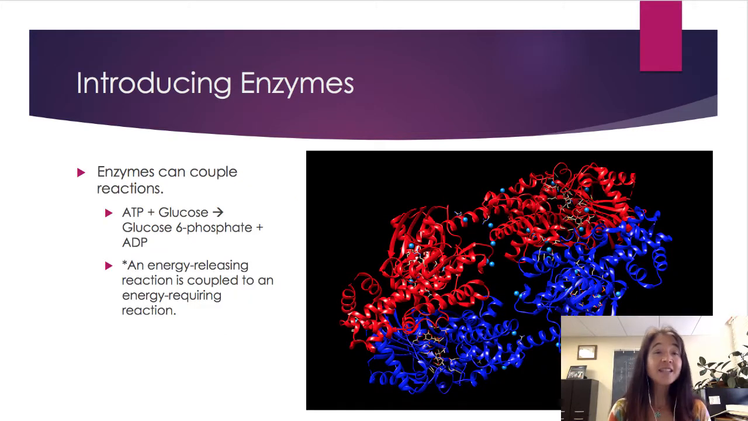Enzymes also can couple reactions. This is wicked cool. That is to say, a high energy yielding reaction like the hydrolysis of ATP can be coupled to an energy consuming process like the generation of glucose 6-phosphate. So here you can see that coupling. ATP is hydrolyzed, powering the phosphorylation of glucose, an energy generating reaction coupled to an energy consuming reaction. And that's a pretty cool thing.